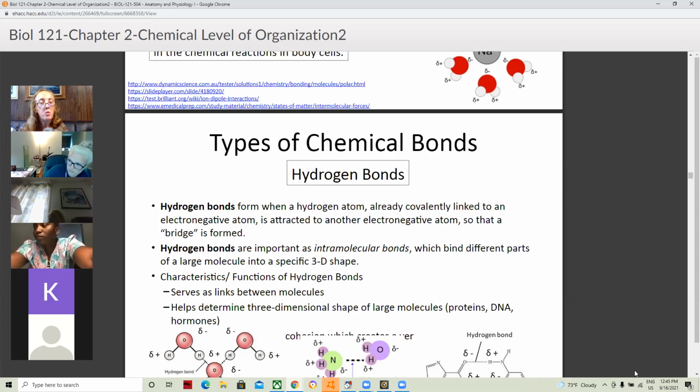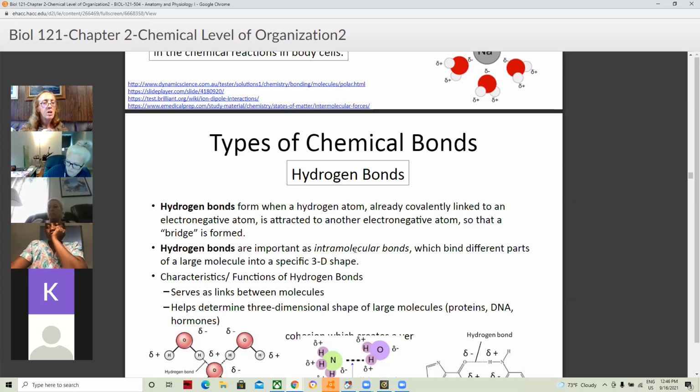These hydrogen bonds are important for intramolecular bonds, which help molecules to maintain specific 3D structures. Rather than saying shape here, let's say structure, because if you remember, we talked a lot about how structure and function are important and how they're related. So hydrogen bonds are really important in maintaining a molecule's structure, and therefore allowing for the function of that structure.